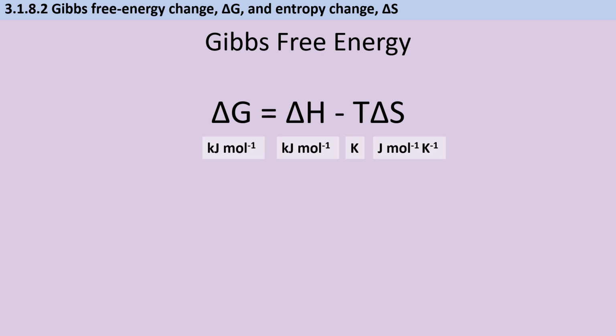It's important when we put these values back into the Gibbs free energy equation that we bear in mind that entropy is calculated in joules per mole per Kelvin, but delta G and delta H are in kilojoules per mole. So you need to convert your entropy data before you can use it in this equation.